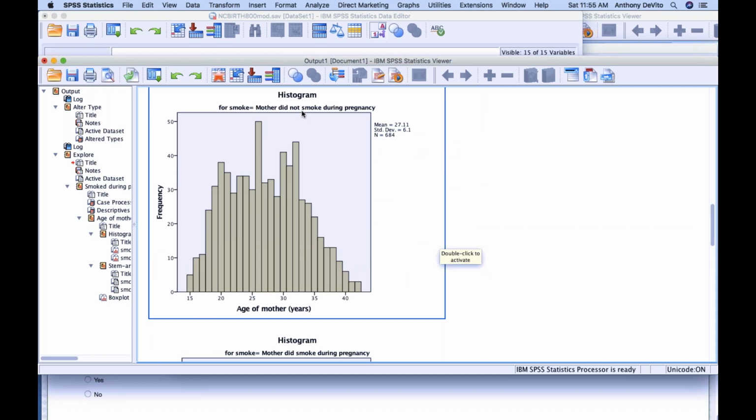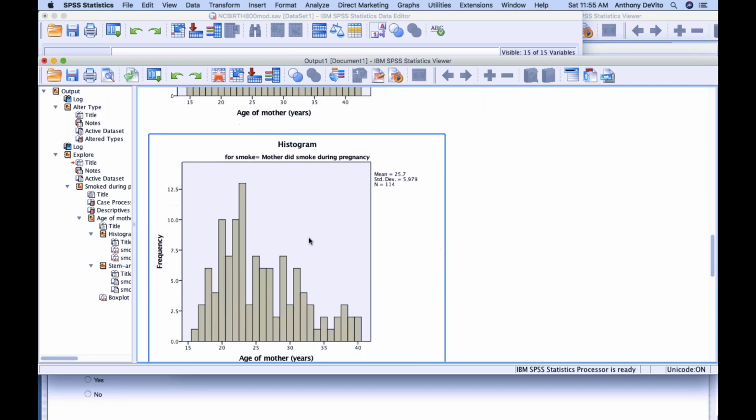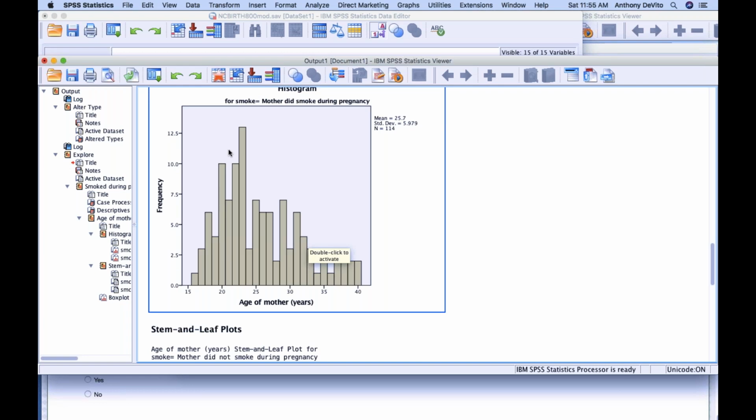Well, the histograms for mothers who did not smoke during pregnancy look fairly normal, don't they? How about the mothers who did smoke during pregnancy? Hey, well, look at this. The right tail seems to have older mothers who were smokers. There's more older mothers that were smokers here. It doesn't look quite symmetrical, does it? Looks like we have a lot more values to the right there. So it looks like this is skewed to the right.